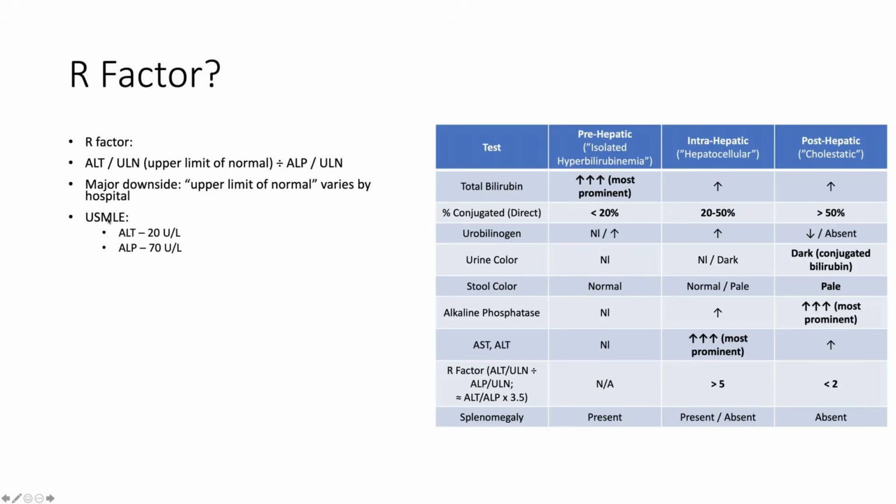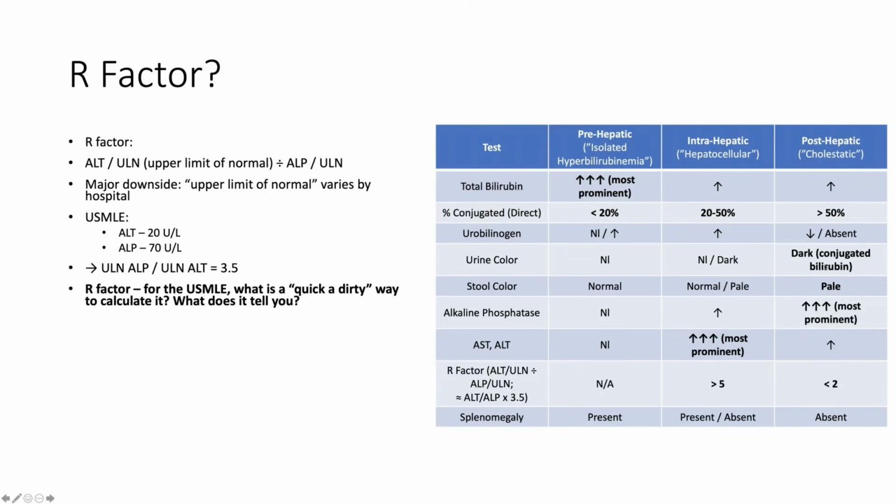So I looked up what the upper limit of normal was for the USMLEs. For ALK-Phos, it's 70, and for ALT, it's 20. So if you flip this around and do the math, the upper limit of normal of ALK-Phos ends up on top, and the upper limit of normal of ALT ends up on the bottom. And if you look at the ratio of these, it ends up being 3.5 for the USMLEs. Again, for your particular hospital it will be different, but for the USMLEs, I did the math and it's 3.5.